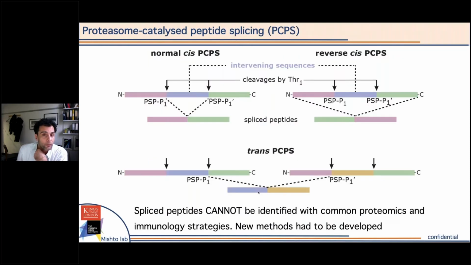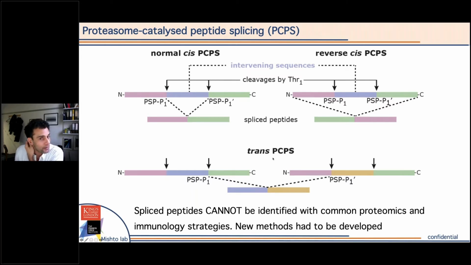So the proteasome is able to ligate non-contiguous fragments of an antigen, and this activity is called proteasome catalyzed peptide splicing. If the two fragments derive from the same antigen, we define this process as cis peptide splicing, that can occur in a normal or reverse direction based on the fragment orientation. And if the two fragments derive from two different antigens, we call this process trans-peptide splicing.